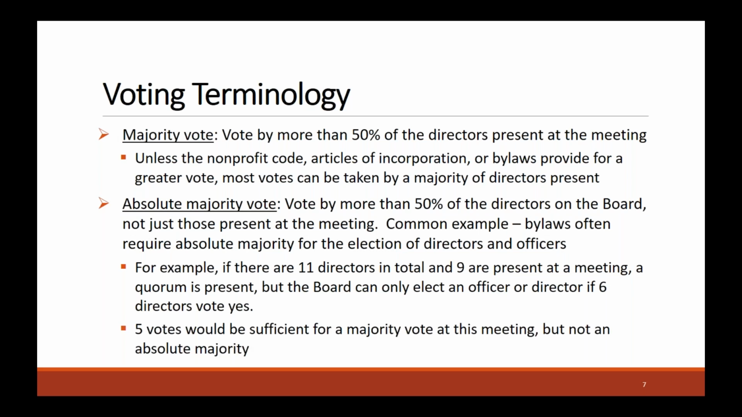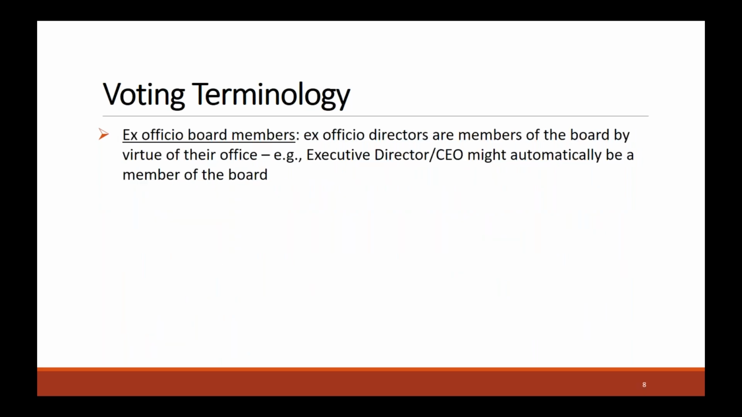5 votes would be sufficient for a majority vote at this meeting, because 5 would be more than 50% of the 9 people present, but it wouldn't be enough for an absolute majority. So there's the difference. I also wanted to make one note about ex officio board members.